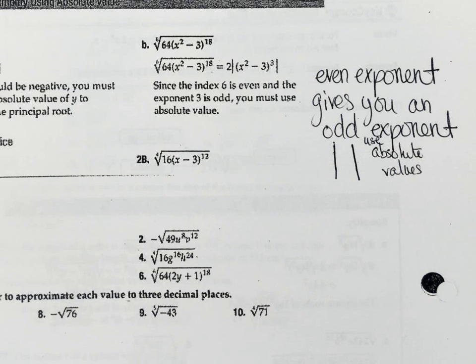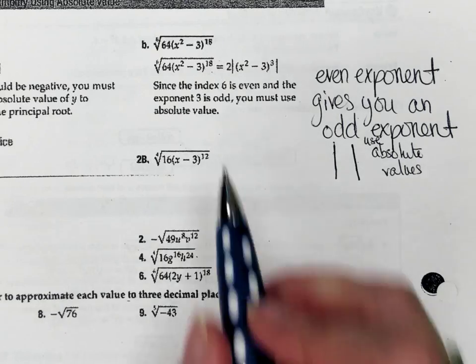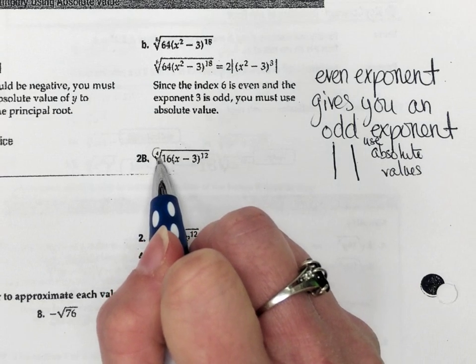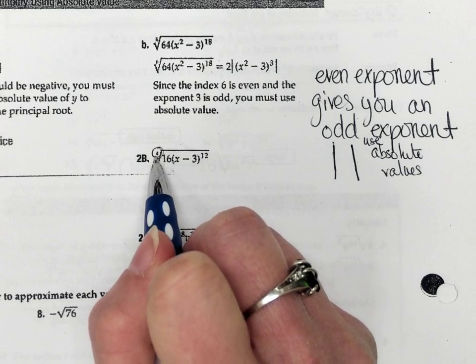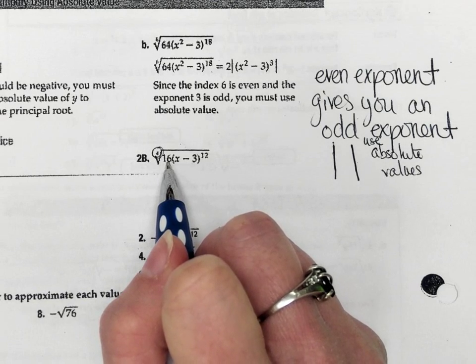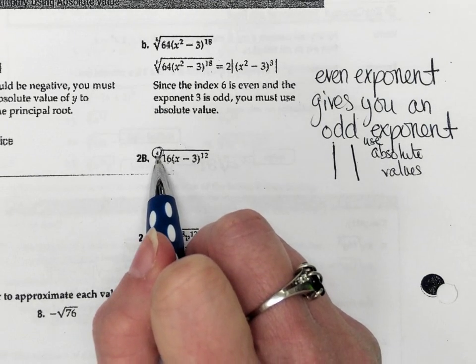What in the world does that mean, okay? So let's look at this one right here since we've already got this one. Do you see how I have an exponent of 4 right here? I have an even exponent. So what's the square root of 16 first of all? I'm sorry, the 4th root of 16.